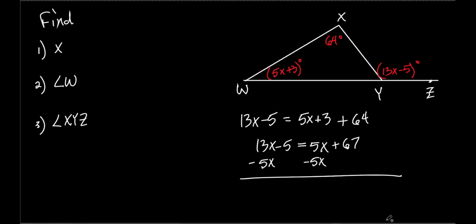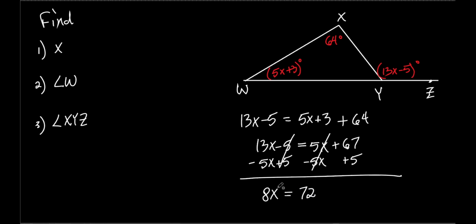I could bring everything down, but what's the next thing I'm going to do? I'm going to get rid of that minus 5. How do I get rid of a minus 5? I add a 5, and I add a 5 to this. So let's do it all in one step. That's kind of nice. That cancels. 13 minus 5. What's 13 minus 5? 8. So it's 8x equals 67 plus 5. That's 72. One more step.